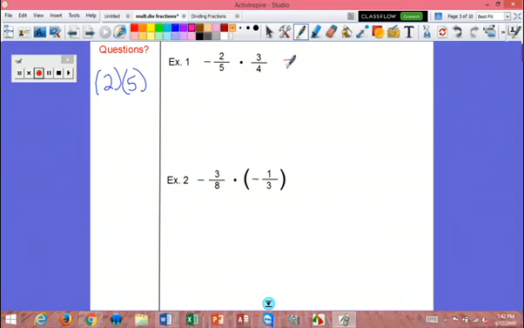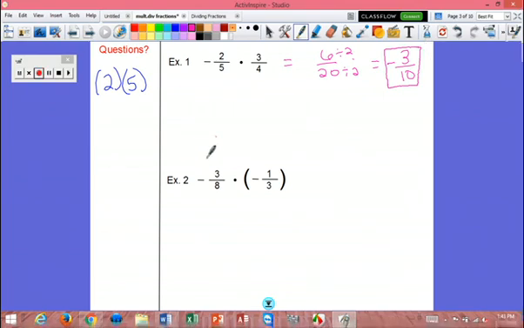So I'm going to take the numerators, 2 times 3, that's 6, and then 5 times 4 is 20, and then I'm going to reduce it. 6 and 20 can both be divided by 2, and that is 3/10. We multiplied a negative times a positive, different signs means we have a negative answer. So this would be -3/10.